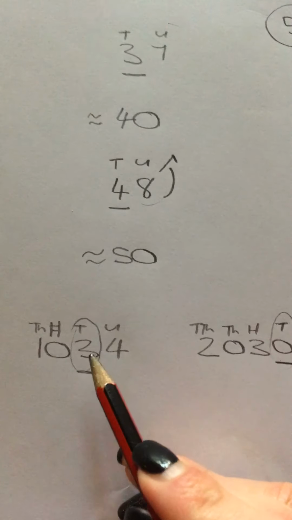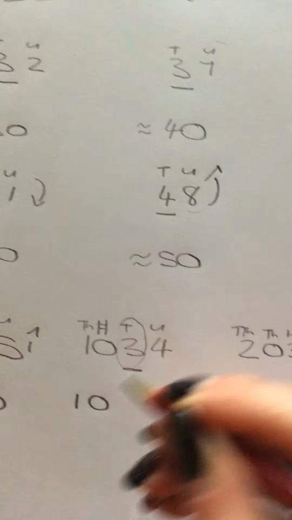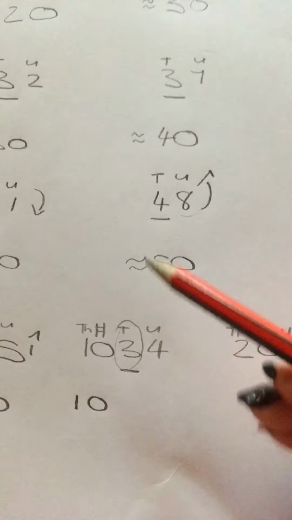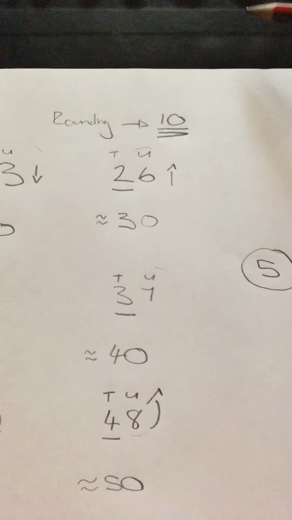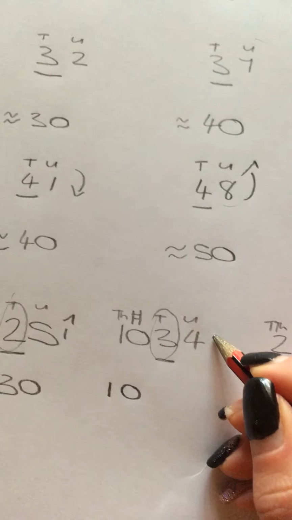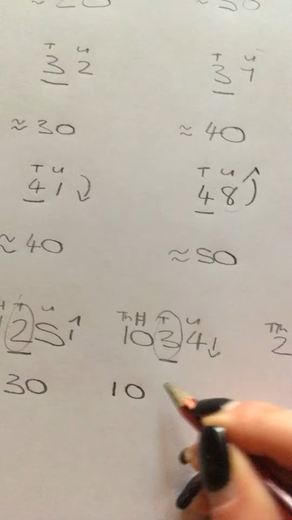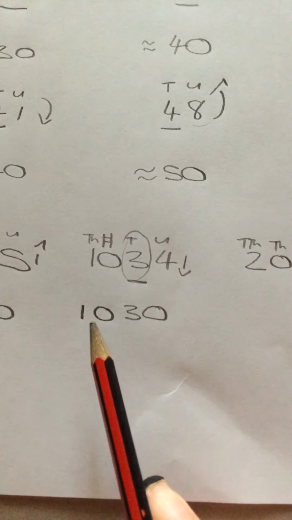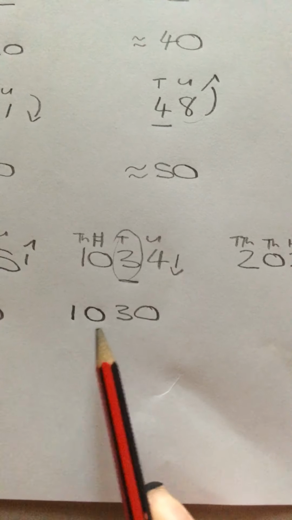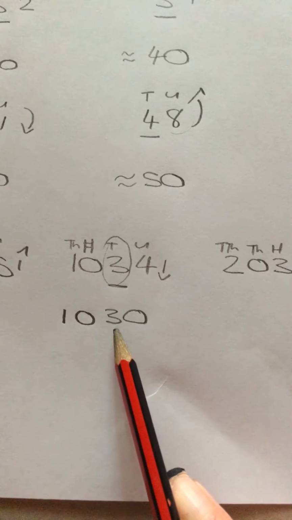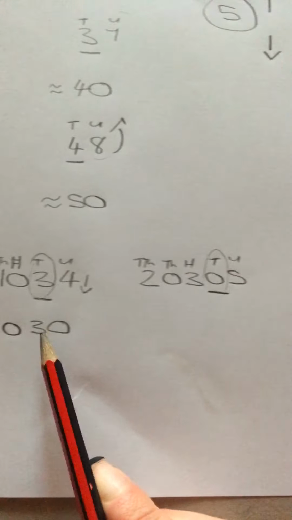Again, here is my 10. The 1 and the 0 stay the same. The thousands and the hundreds do not change because they have nothing to do with rounding to a 10. My 10 is a weak number. It will round down, so it will stay 30. Do you see? Your 1,000 stays the same, your 0 stays the same. Your 30 has changed. That's the only thing.